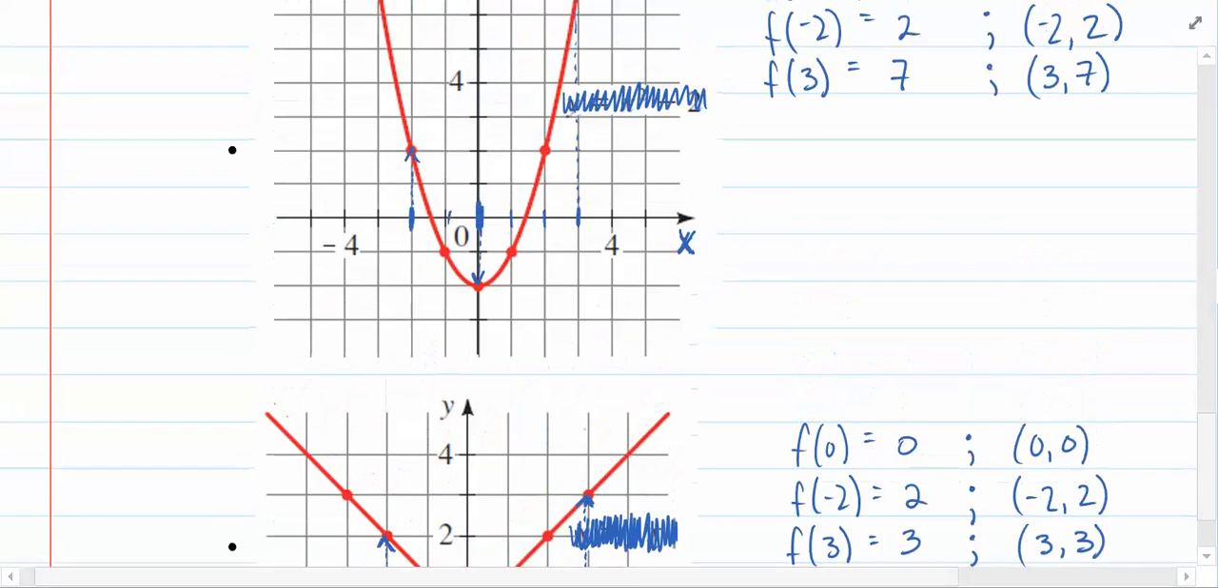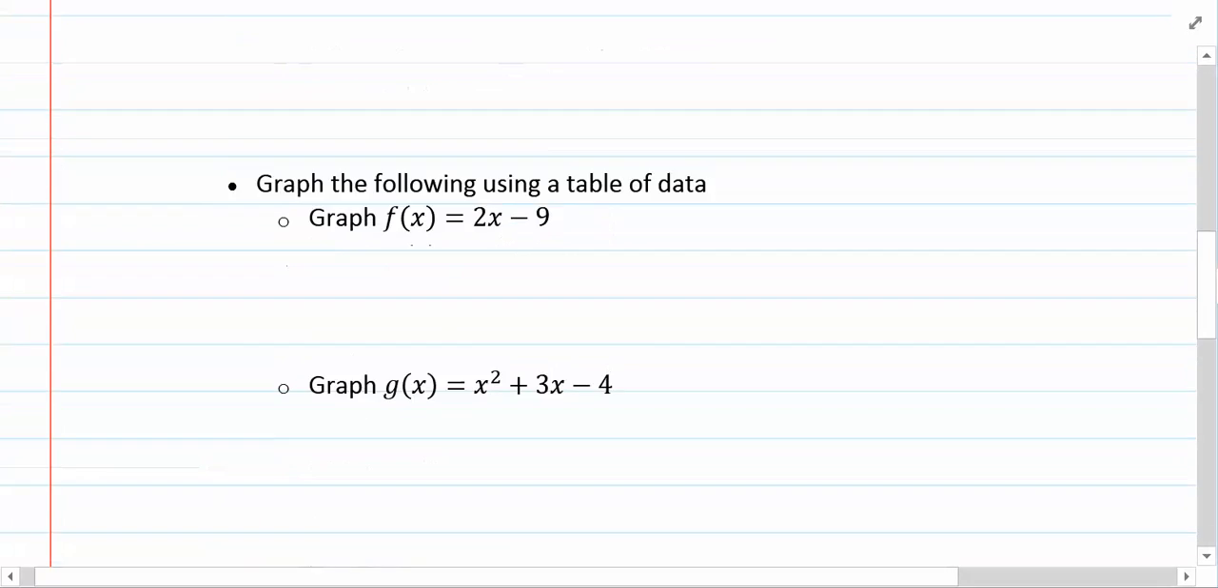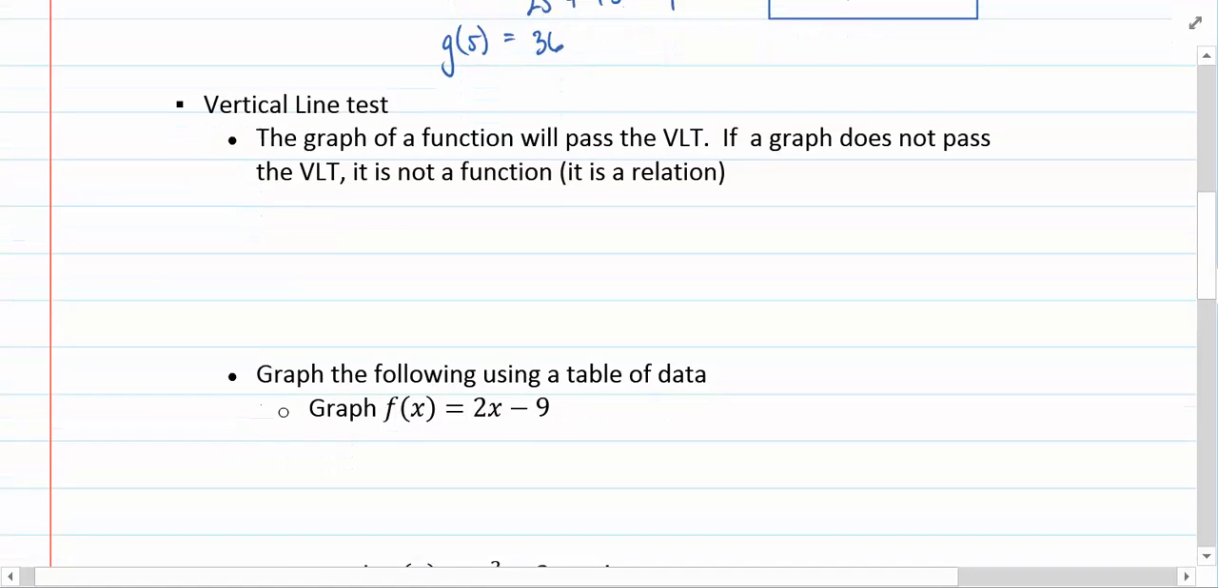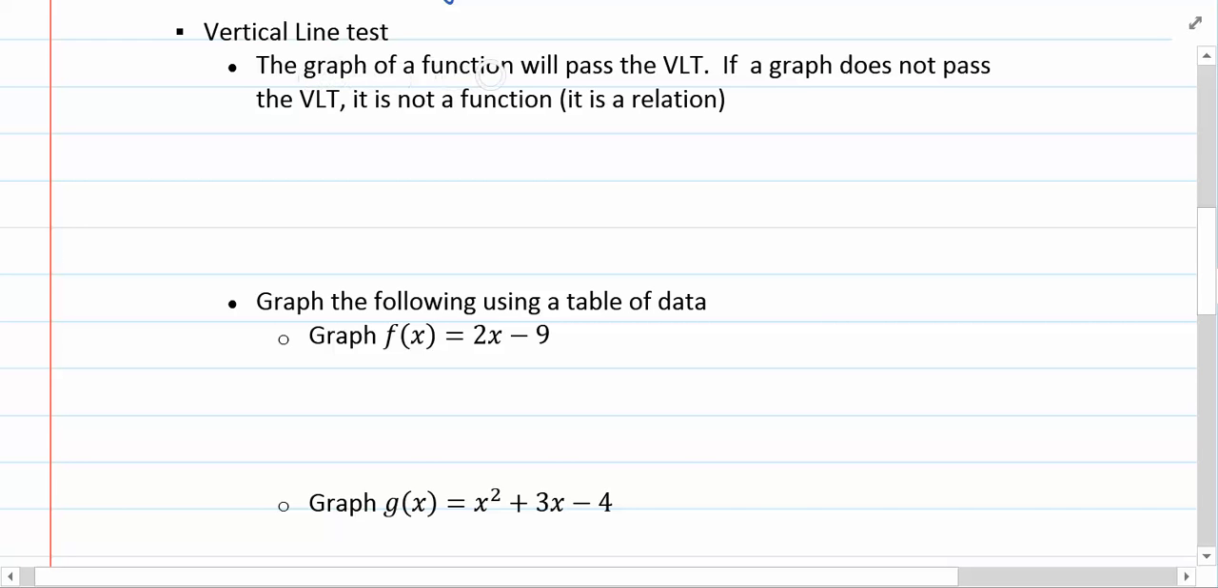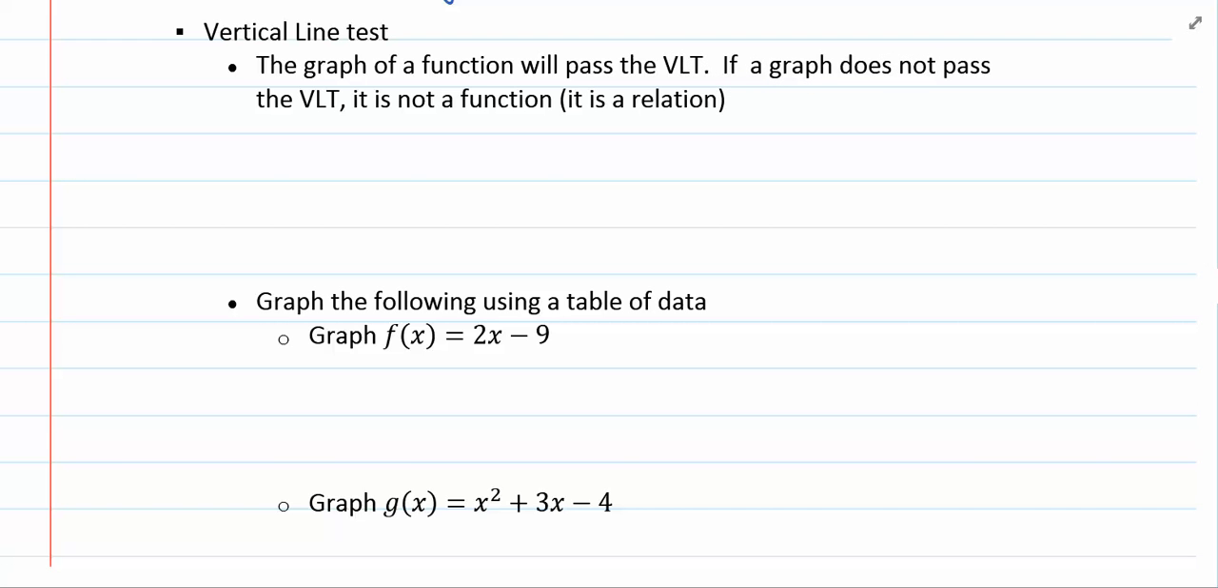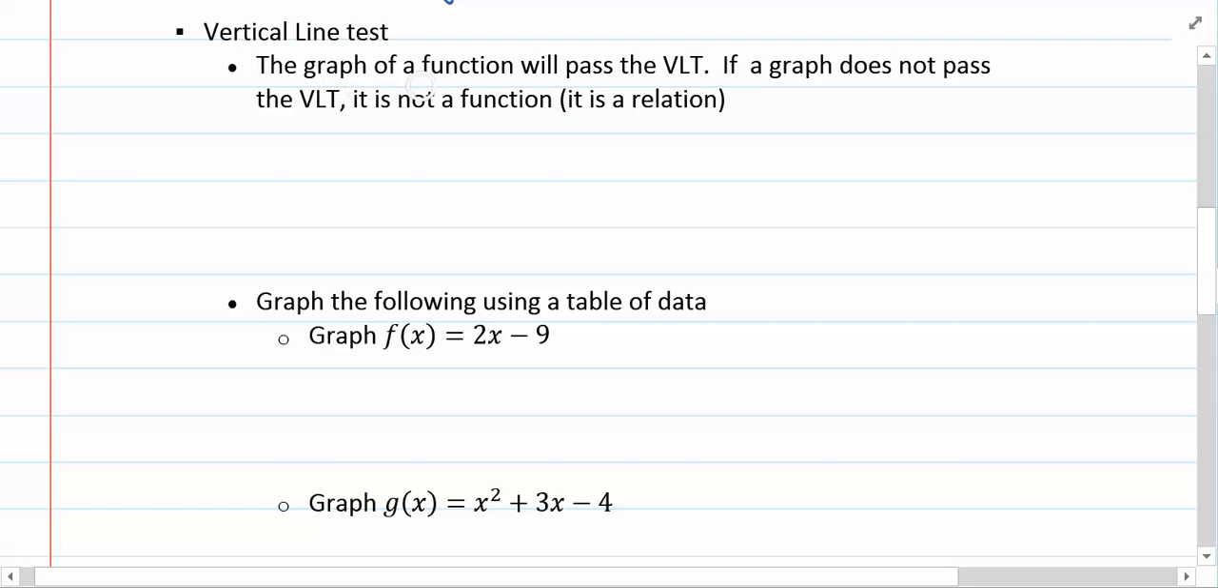Now we're going to take a look back at the second portion of our notes that I skipped over a moment ago. And we're going to take a look at what's called the vertical line test. The graph of a function will pass the vertical line test. If a graph does not pass the vertical line test, then it's not considered a function. It would be a relation.